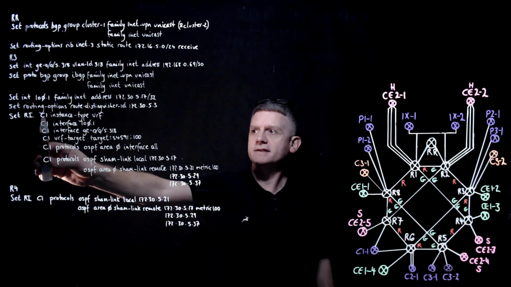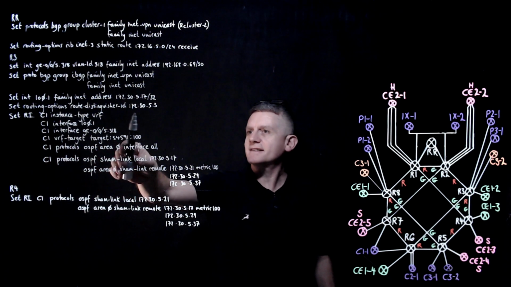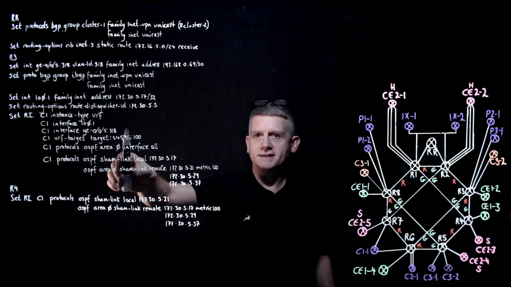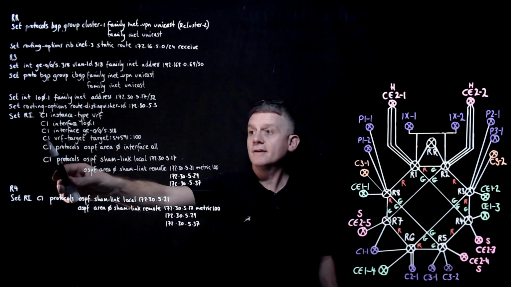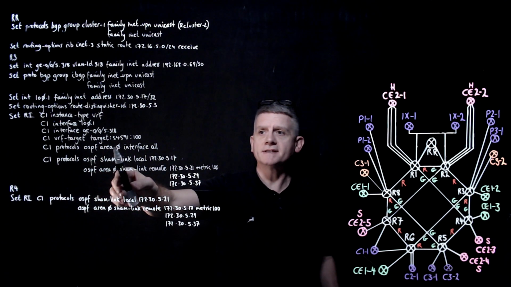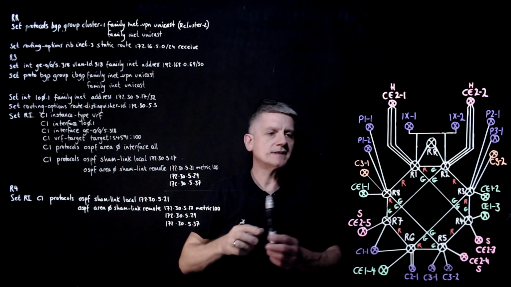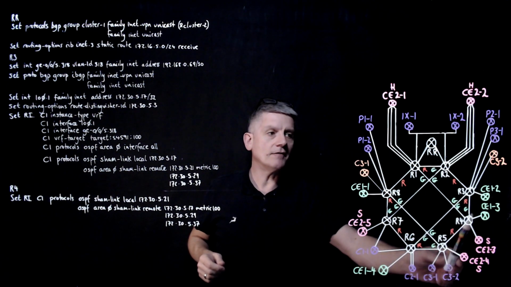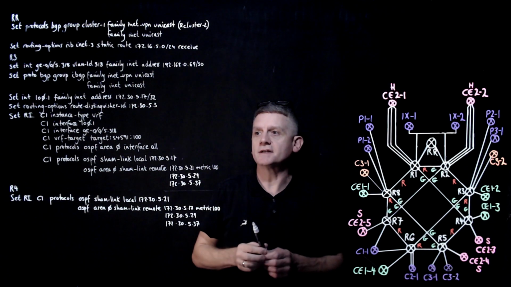Okay, let's go into our routing instance. Set routing instance, shortened it here, C1 instance type VRF. In goes the loopback. In goes the interface. And then on goes the OSPF. So C1 protocols, OSPF, area 0, interface all. And the customer that's connected in here has really no idea they're connected into a VRF. They see it as just a standard OSPF interface.